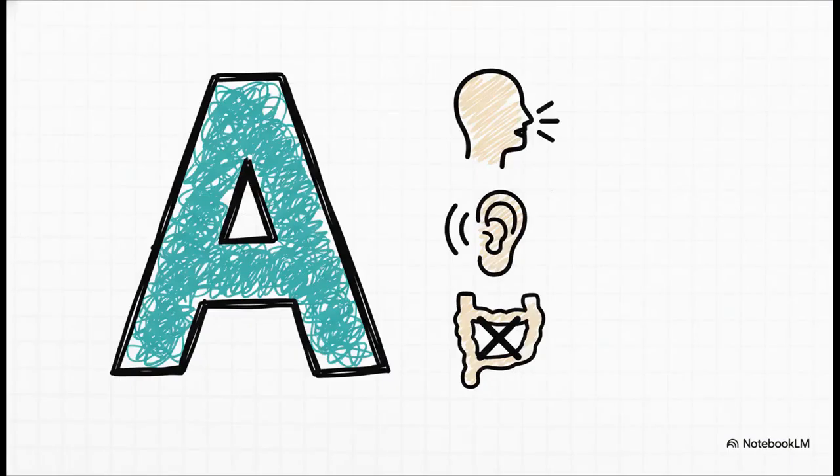First up, A is for airway. And a really simple way to check this is, can the patient talk to you? If they can chat in full sentences, that is a fantastic sign that their airway is open. But you've got to use your ears too. Are you hearing any rattling, any gurgling sounds, or snoring? Because a blocked airway is problem number one, and you have to solve it before you do anything else.